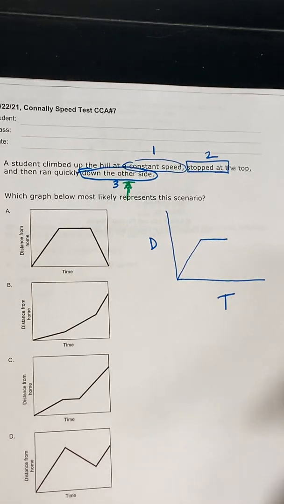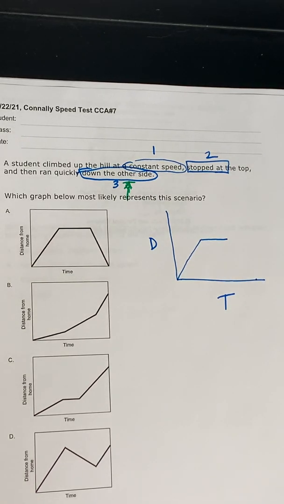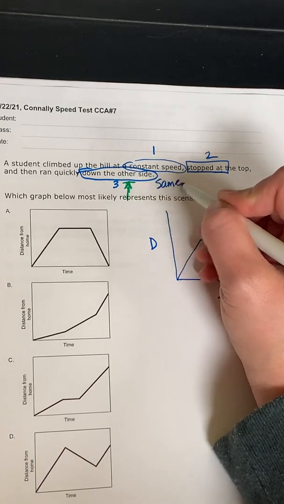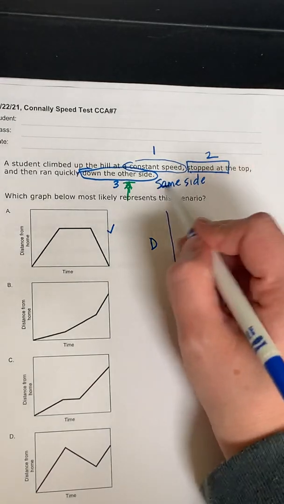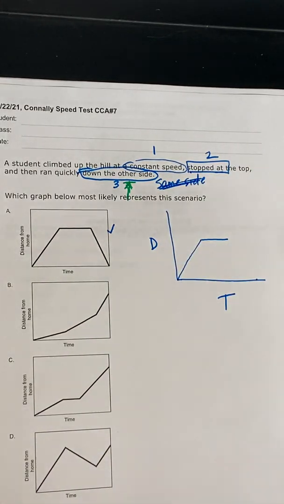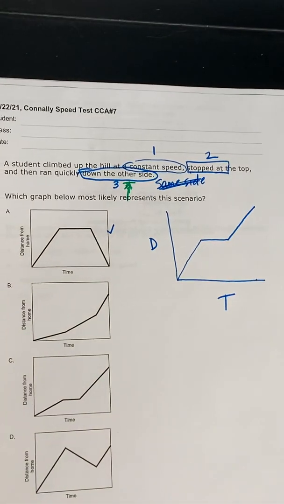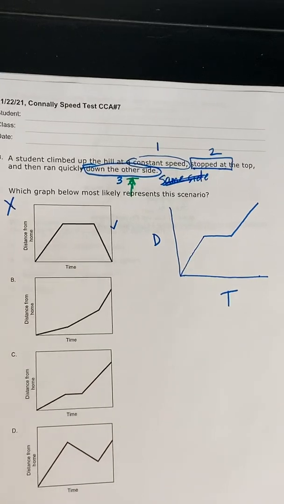Now, a lot of students had picked graph A and said that he ran down the other side, so he came back to his starting point. But when you're running down the other side of the hill, he is not coming back to where he started. If it said ran down the same side, then A would have been the answer. But it doesn't. He ran down the other side, so he didn't come back to where he started. He kept going, which means he is still moving away from his starting point. So A is not the right answer.